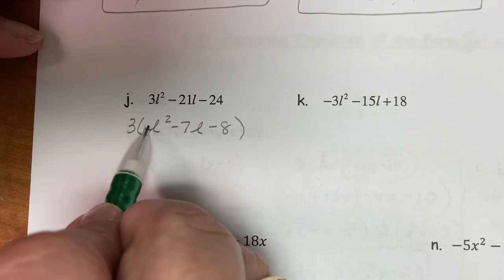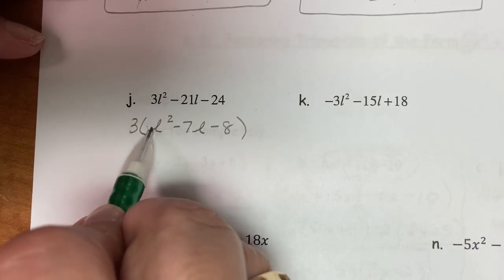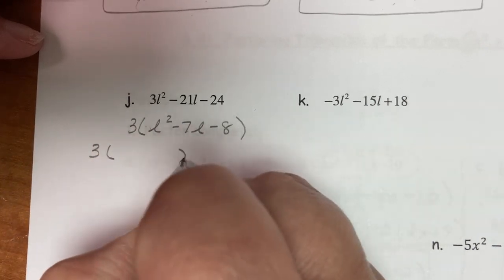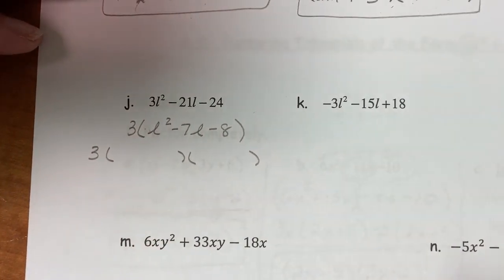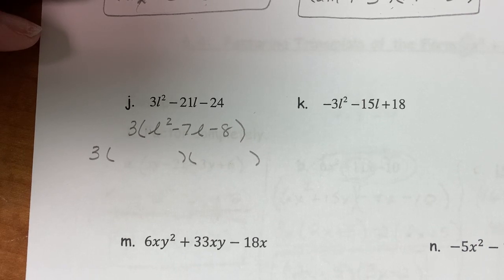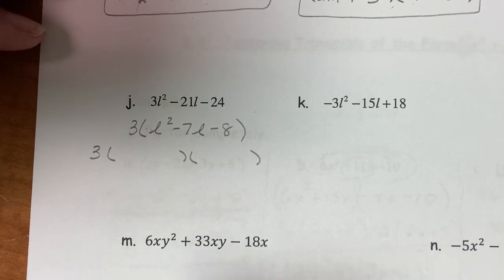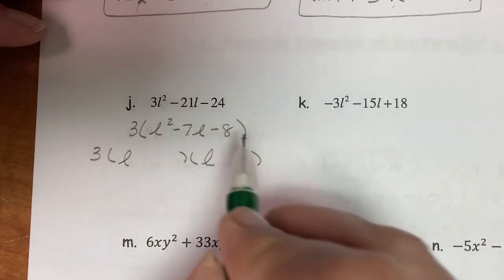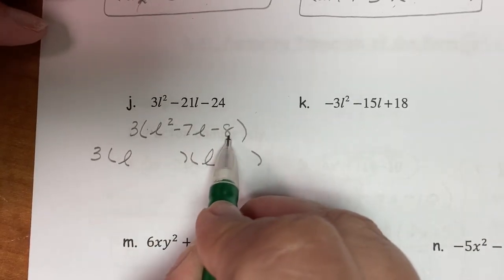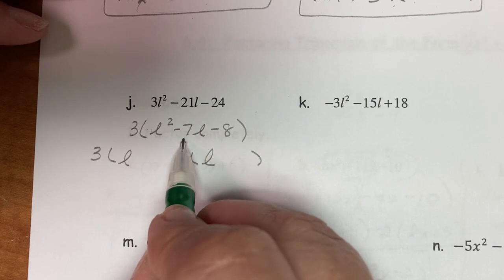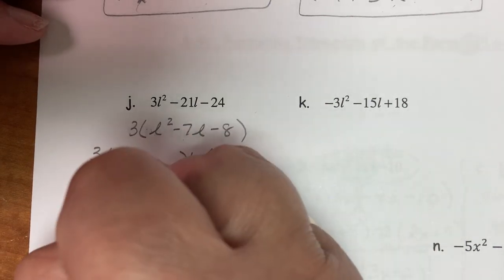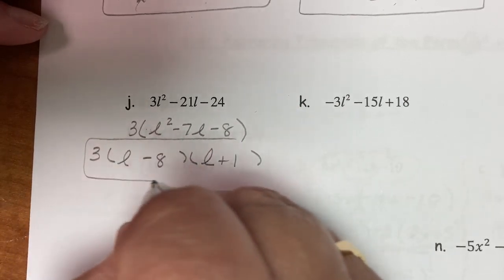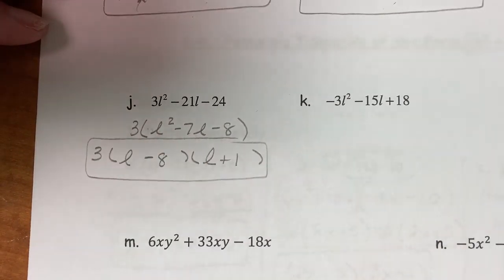Now notice what's nice here is there's a 1 in front of the L squared now. So it's going to be a little bit easier to factor it. Remember, it gets dicey with the guess and check if the number in front of the L squared would be anything other than 1. So all this can do is split up into L and L. I need two numbers that multiply together to get negative 8 and add together to get negative 7. So that's going to be a negative 8 and a positive 1. Don't forget to include the 3 as part of your answer.